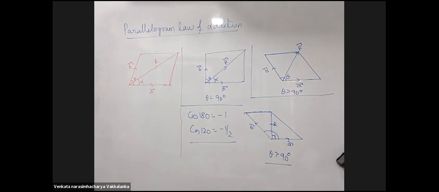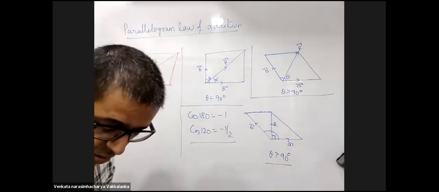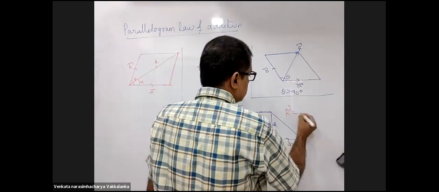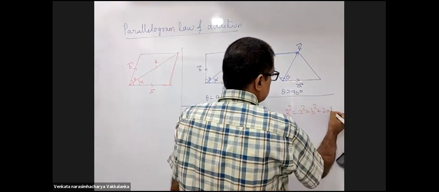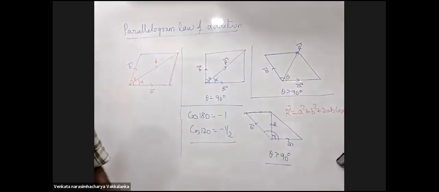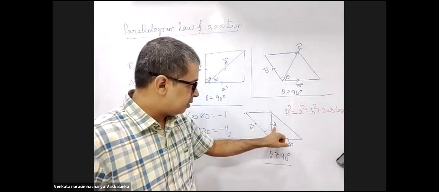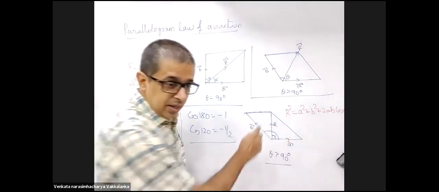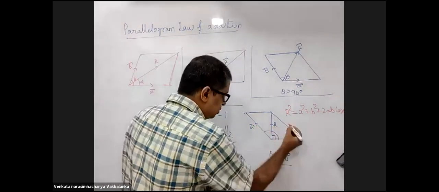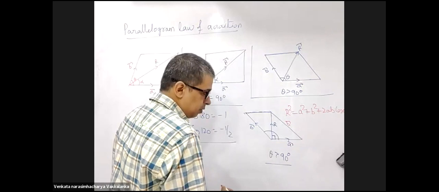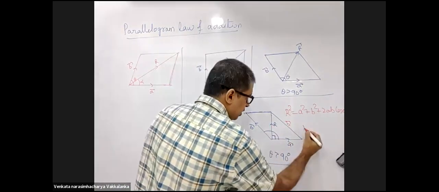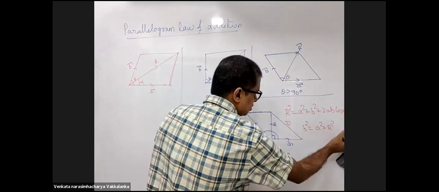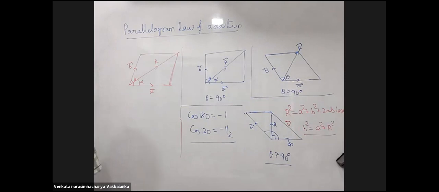Excuse me, sir. Sir, in the last case for finding R, we'll use the same formula, right? In both the cases, R square is A square plus B square plus 2AB cos theta. But here I can play it smart. If this is B, this is B. Yes or no? Yes. I can use the Pythagoras theorem. B square is equal to A square plus R square. It will be equally right. Find out R from there. B square minus A square will be R square.